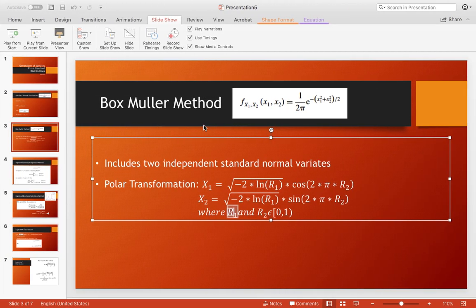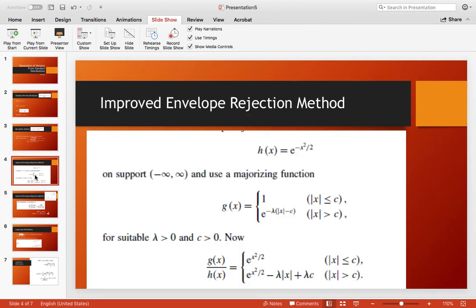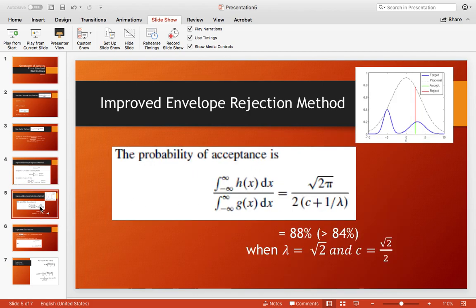And we also have a way of improving our envelope rejection method. Originally what we're trying to do is maximize the probability of acceptance, and as we saw before, we have an exponential function with a lambda and a c, and by changing these we can maximize the probability of acceptance, which will help us to make a distribution that is the best possible.